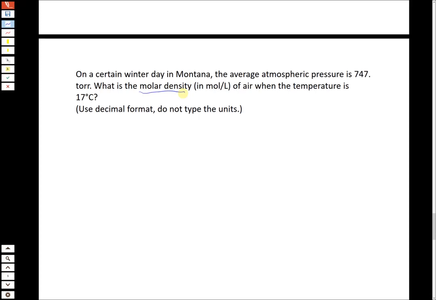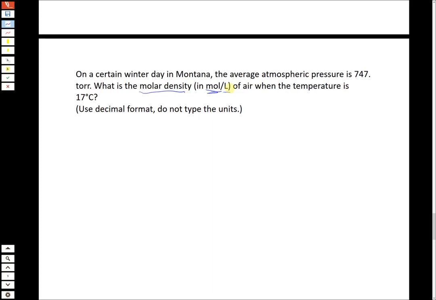Regular density, or what's sometimes called gravimetric density, is grams per liter. Molar density is just the ratio of moles per liter. So it's how many moles occupy 1 liter for that gas. In principle, you can calculate molar density for liquids as well, but we're going to do it here for gases, of course.